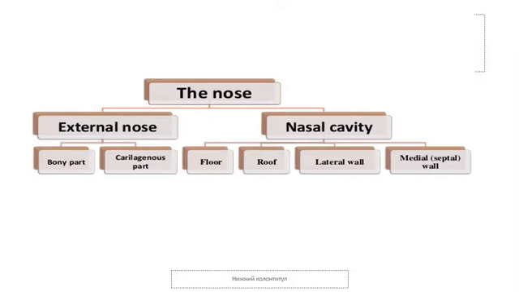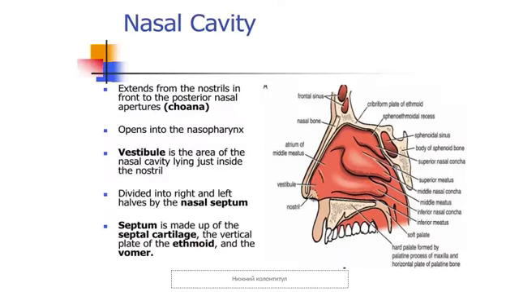We know that the nose consists of the external nose and nasal cavity. The nasal cavity extends from the nostrils in front to the posterior nasal apertures, choana, and choana opens into the nasopharynx. Vestibule is the area of the nasal cavity lying just inside the nostril, and it's divided into the right and left halves by the nasal septum.